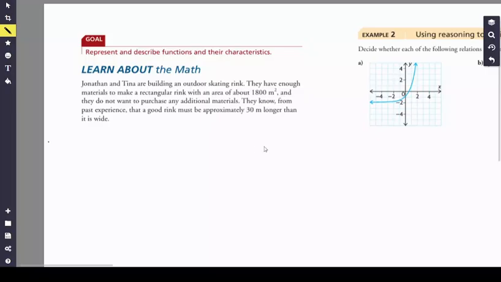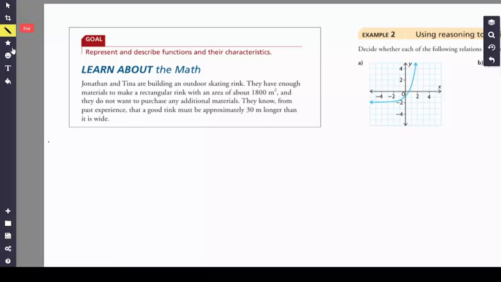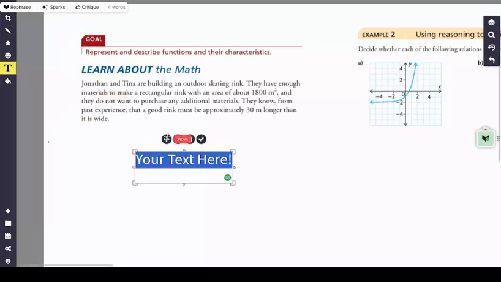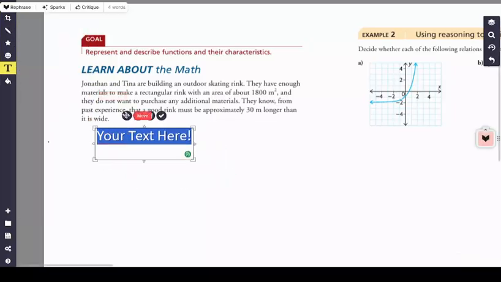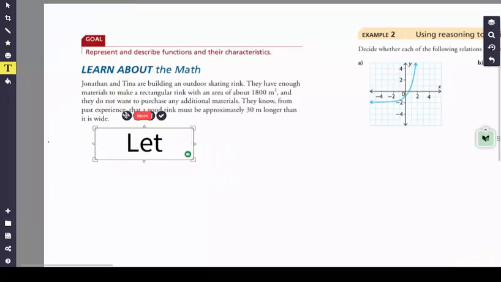So obviously there are two ways you could do this, one variable, two variable. We want to do the two variable way just because we're advanced. So let's state our let statements. Make sure that you're always writing our let statements. That is basically 1 out of 5 for these type of questions. So let x represent the length and let y represent the width.